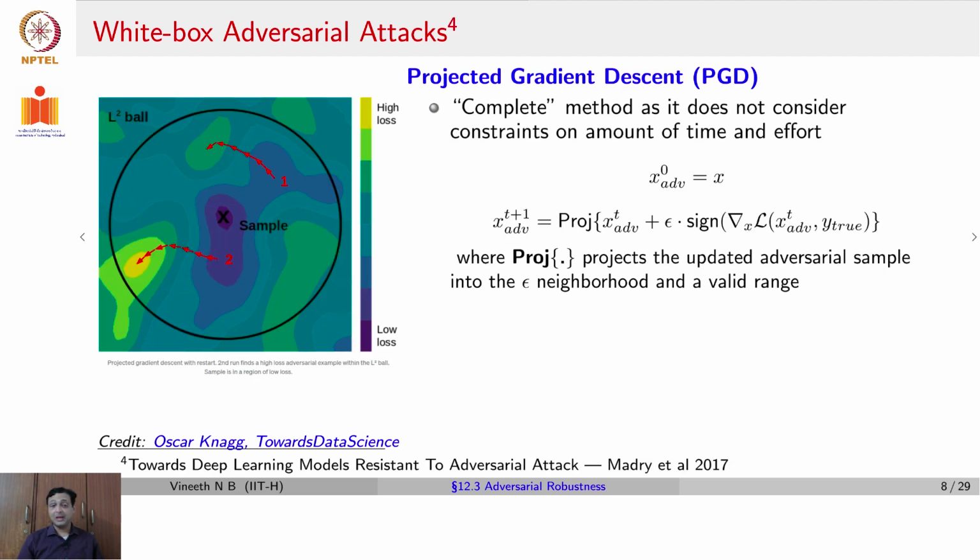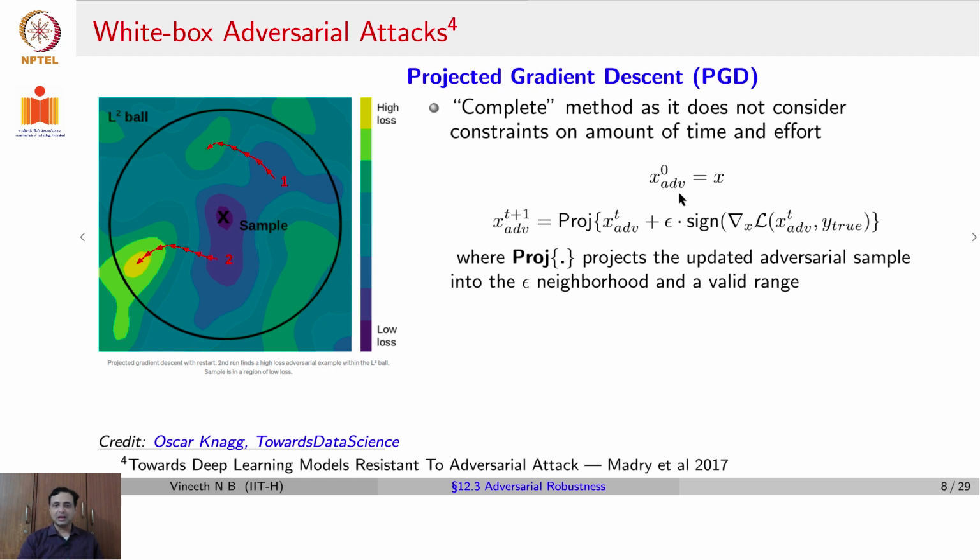A more popular and a complete method is known as projected gradient descent. This was introduced in 2017. This is considered one of the most popular methods today, widely used, and it's considered a complete method because it does not impose any constraints on amount of time or effort. So it's an iterative process. Unlike FGSM, which is a single step method, PGD is an iterative method which keeps improving the adversarial perturbation until it succeeds. How do you do this?